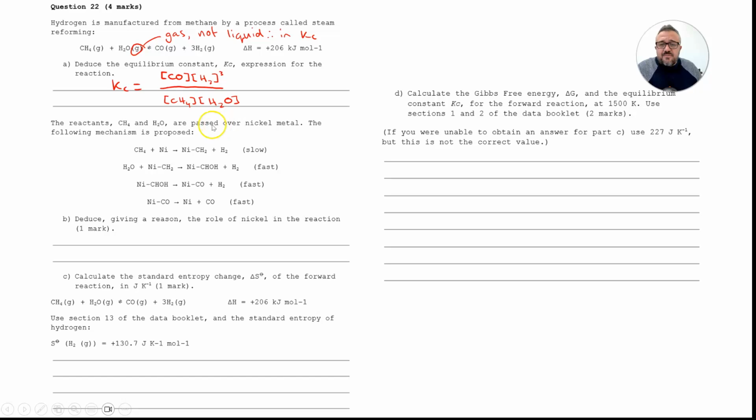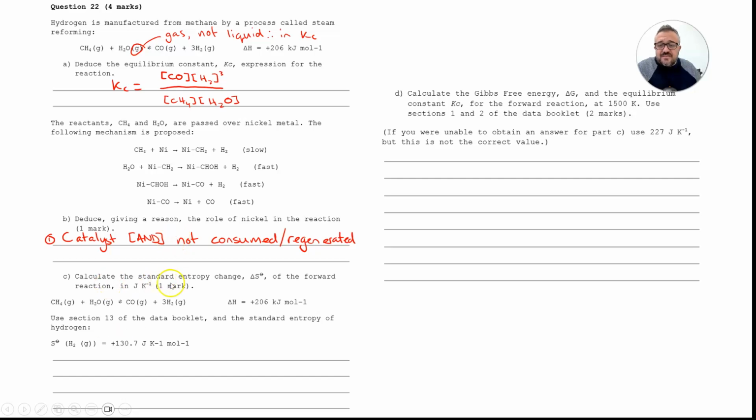So the reactants are passed over nickel metal. The following mechanism is proposed, and we have our slow step here. Deduce, giving a reason, the role of nickel. Okay, so we see nickel's here at the beginning and it's here at the end. That's a strong clue. It's a catalyst and it's not consumed. That's the reason, right? It's not consumed, or it's regenerated.